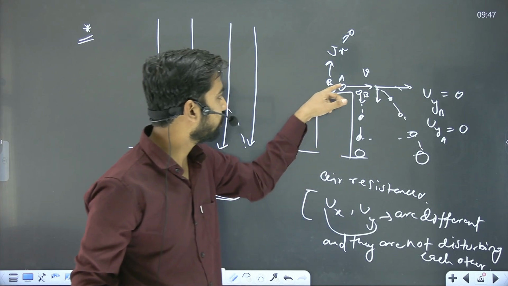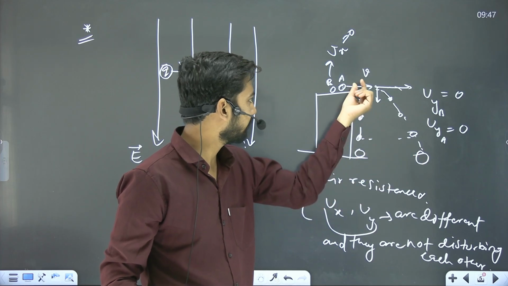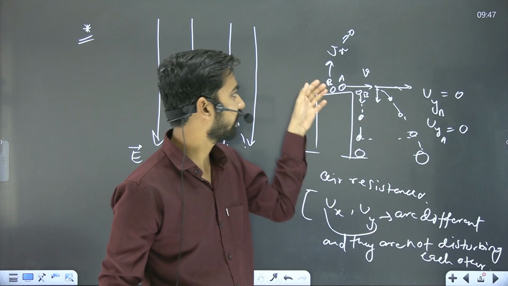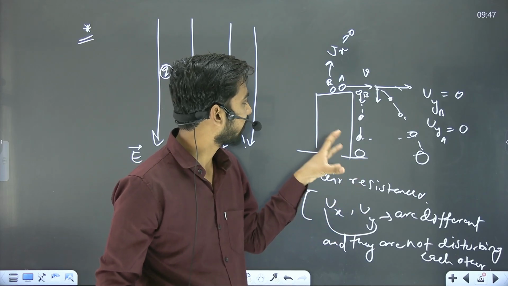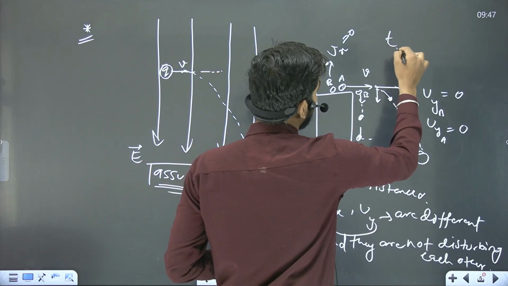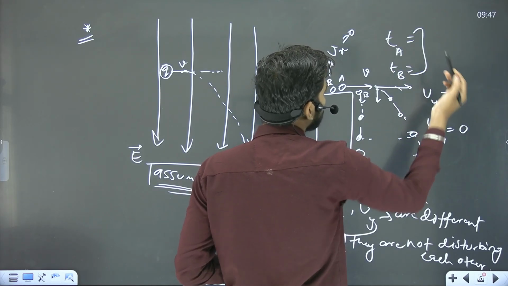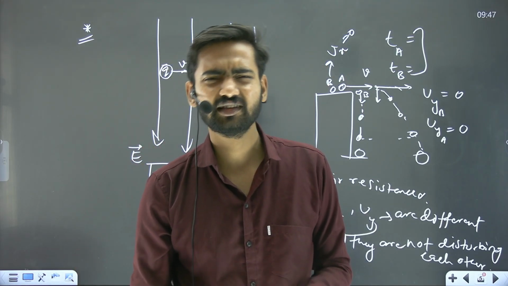It shows that ball A will follow some path and will be away from the ground, but ball B will fall and be at the ground at the same time. It means the time taken by ball A will be the time taken by ball B. Yes, sir. Is it so? Yes, sir.